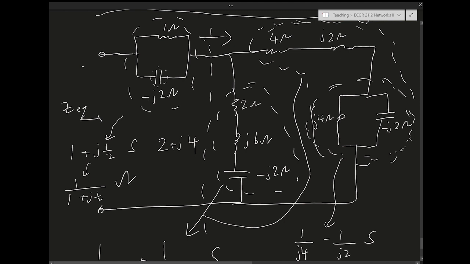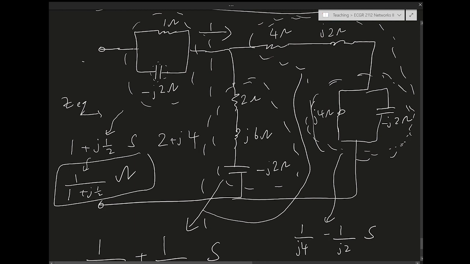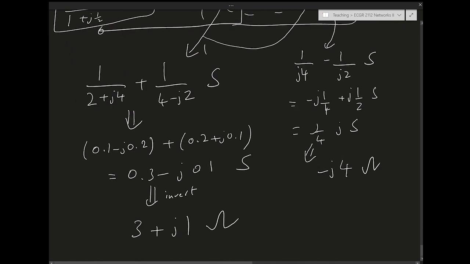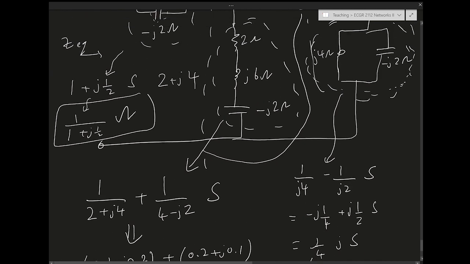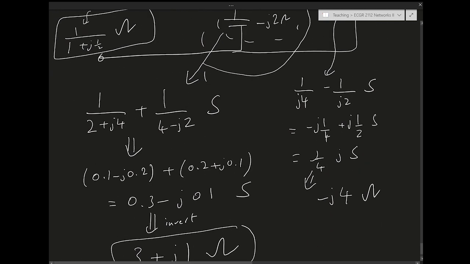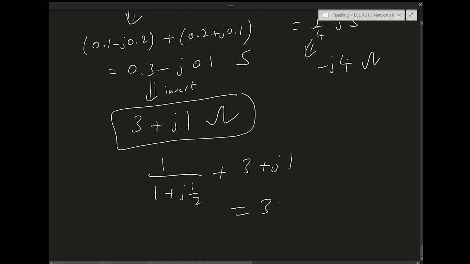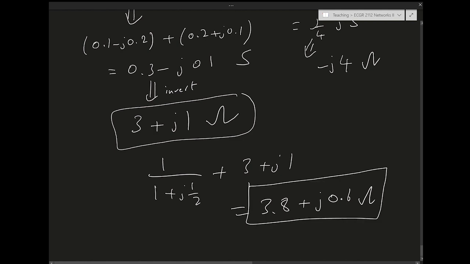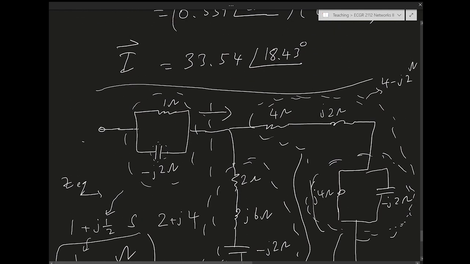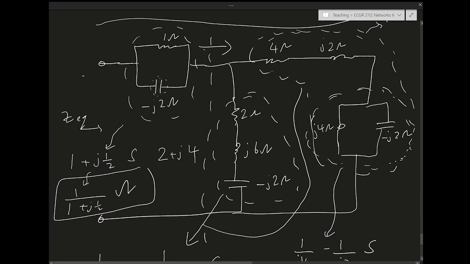So if I take this and I sum it with this, I won't do it, but you can do it easily. The result is going to be 3.8 plus J.6 ohms. So this is the equivalent impedance of the whole network. The point is that you're not doing anything different than what you did in circuits 1. You're only doing it now with complex numbers that represent impedances and admittances.